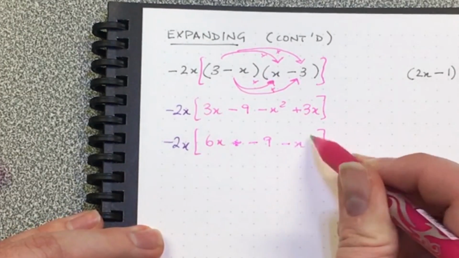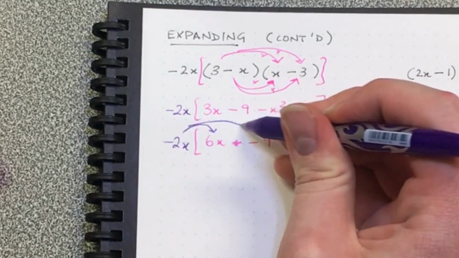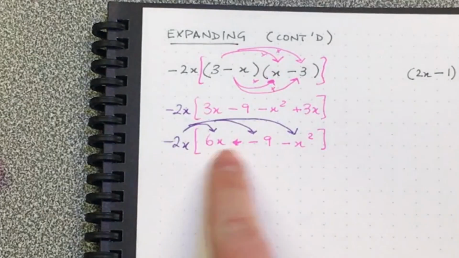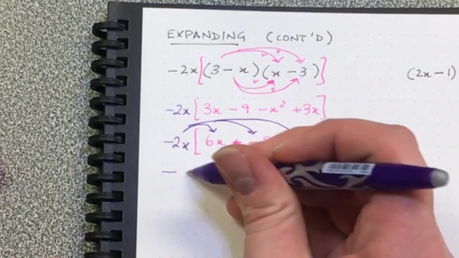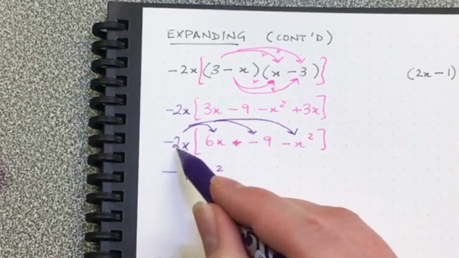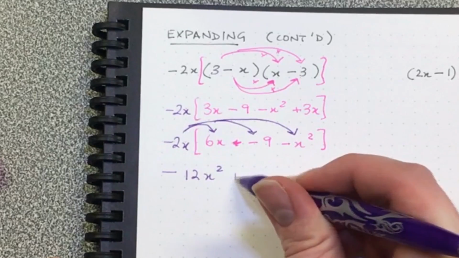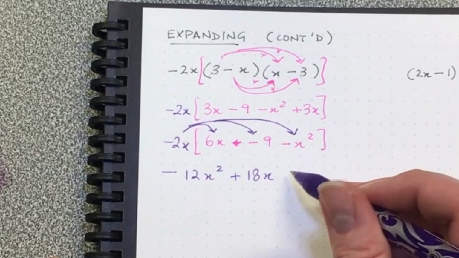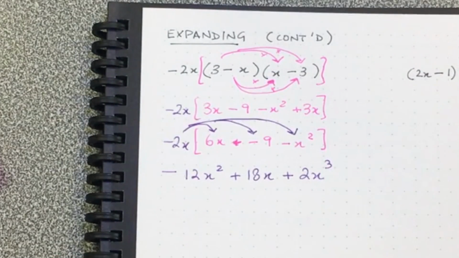6x minus 9 minus x squared. And then what we'll need to do is expand these. So now that I've tidied up the inside, I just multiply everything by what's on the outside. So negative 12x, negative 2 times by negative 2x times by negative 9. It's going to make that positive 18x. Negative 2x times by negative x squared is going to be positive 2x cubed. And there is our answer.